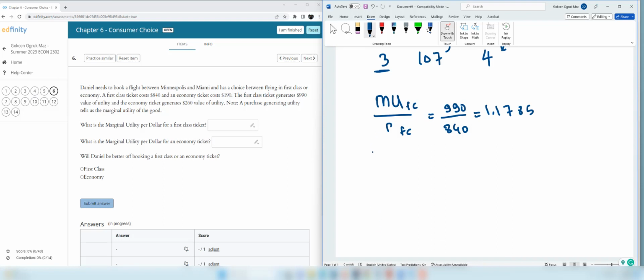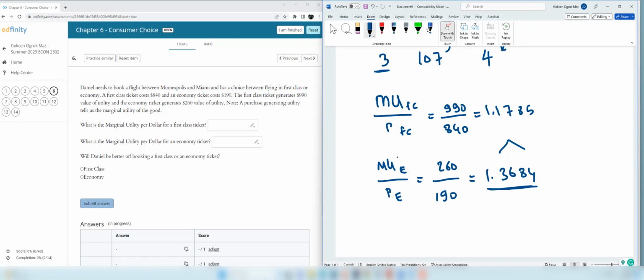And now let's calculate the marginal utility per dollar for an economy ticket. We are going to take the marginal utility from economy and divide by the price of the economy ticket. In this case, it's 260 divided by 190, which is 1.3684. Will Daniel be better off booking a first class or an economy ticket? It's going to be an economy ticket because the marginal utility per dollar for an economy ticket is higher than the marginal utility per dollar for first class. Therefore, the right answer is economy.